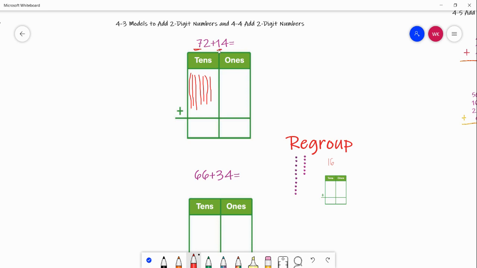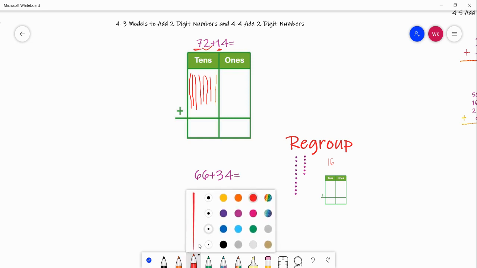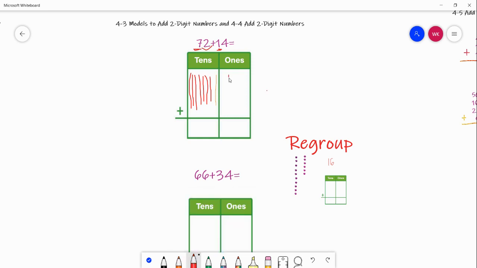And then I'm going to take 1 from the 14. I'm going to make that a different color. 1 from the 14, orange. So now we are going to draw out our ones place. So now we have 2 ones right here. So I'm going to draw out 2 little circles. And then we have 4 ones in 14. So 1, 2, 3, 4.